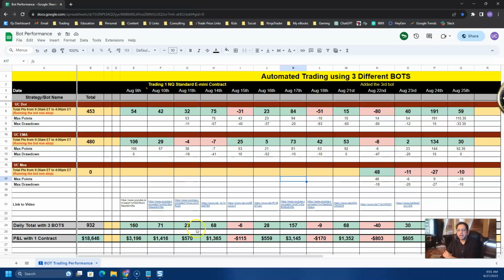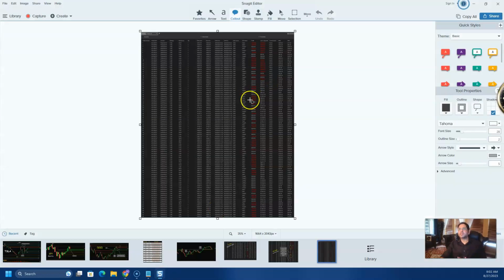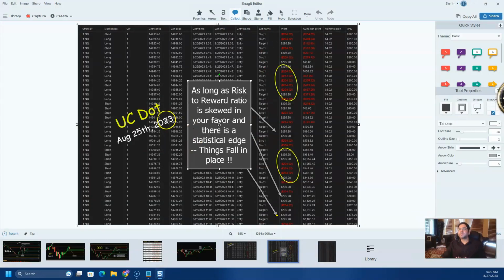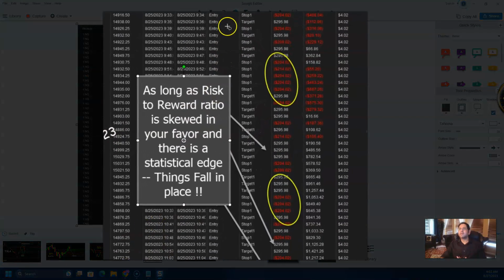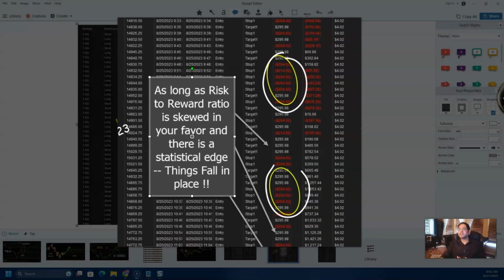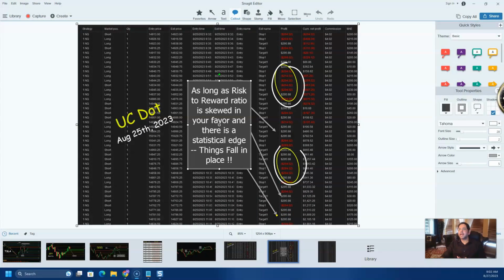Okay, but the thing is that no strategy in the world will give you consistent results in terms of there being no drawdown, right? There will be periods of drawdown, right? For example, this one, August 25th, we ran this one. So you can see there are periods of drawdown, right? And every strategy goes through them, but as long as the risk to reward ratio is in your favor, right?